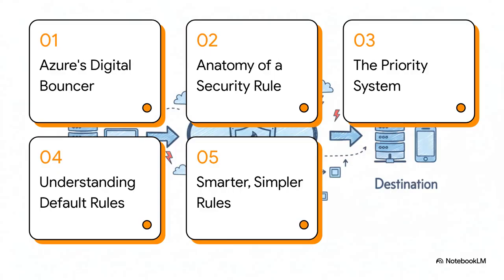So here's the plan. First, we'll meet our digital bouncer. Then, we'll peek at its guest list, the security rules. We'll figure out how it decides who to check first, look at the default house rules, and wrap up with some awesome tips to make your life way easier.